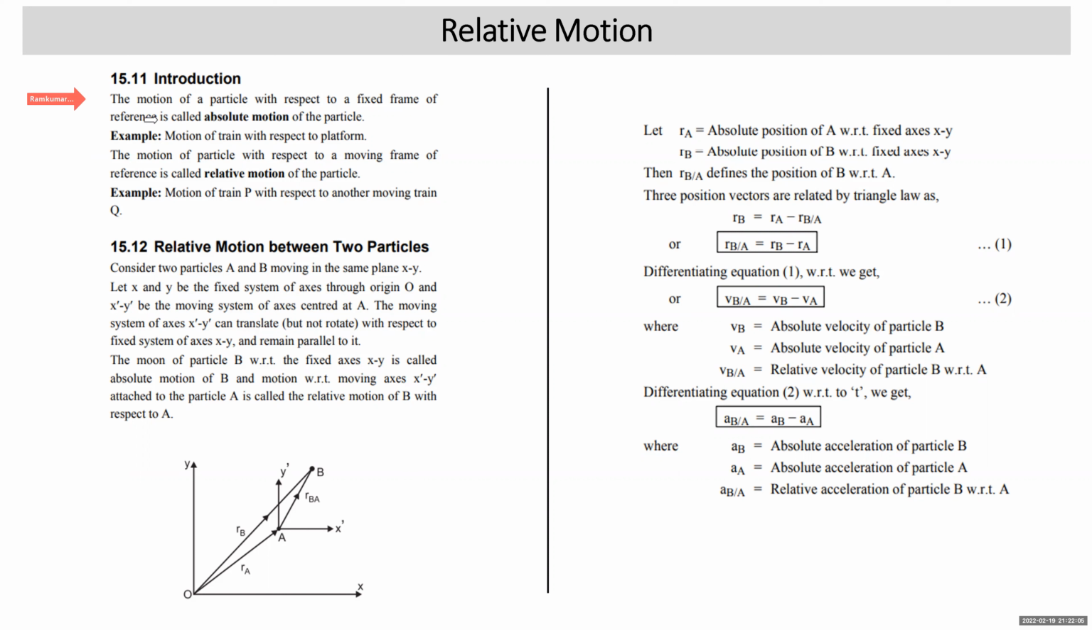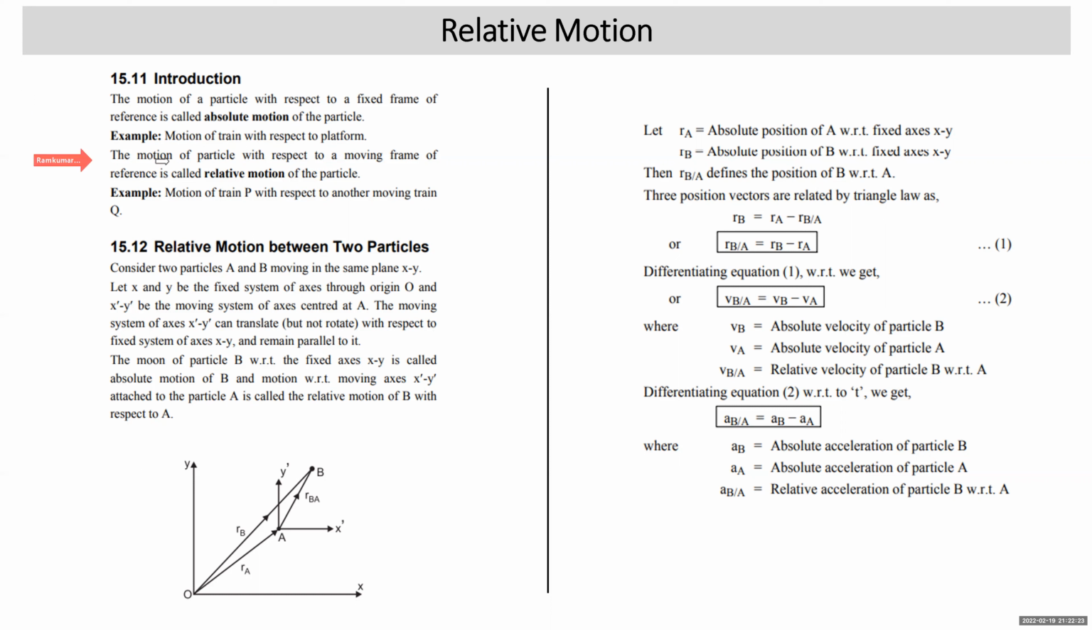The motion of the particle with respect to a fixed frame of reference is called the absolute motion of the particle. For example, the motion of the train with respect to the platform. Here the platform is fixed in position, and the train is in motion. So motion of the particle with respect to a fixed reference is called absolute motion.